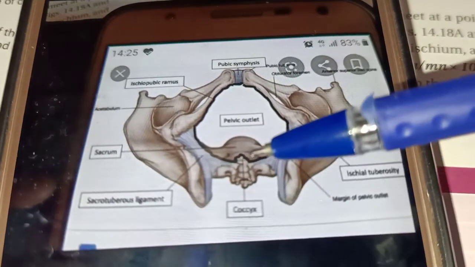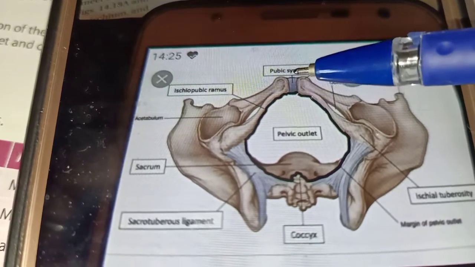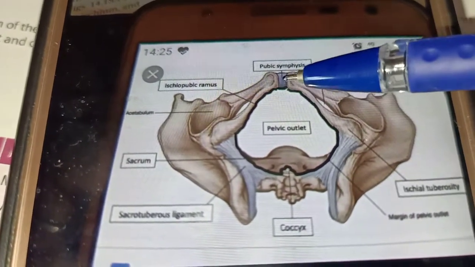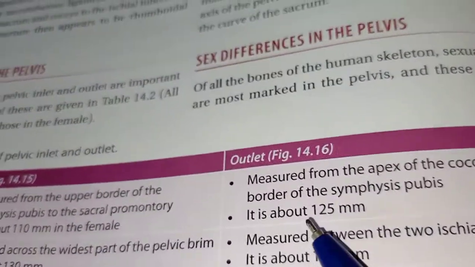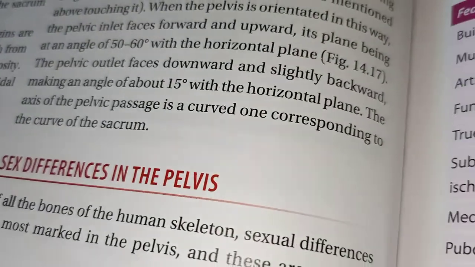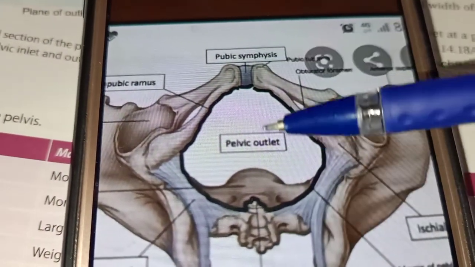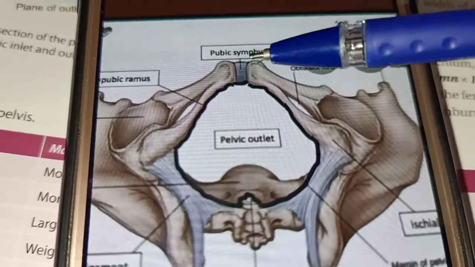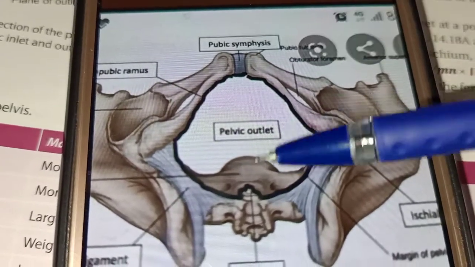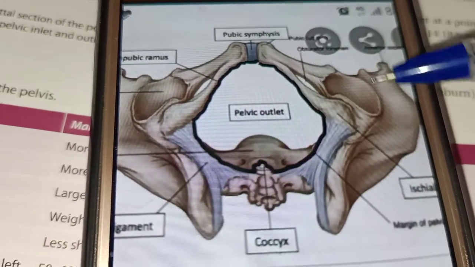So from the coccyx lower border to the lower border of the pubic symphysis. So this forms the AP diameter of the outlet. It is about 125 mm. So this is the coccyx lower border and the lower border of the pubic symphysis, AP diameter from anterior to posterior. So the lower border of the pubic symphysis to the lower border of the coccyx would be the outlet AP diameter, and that is 125 mm.